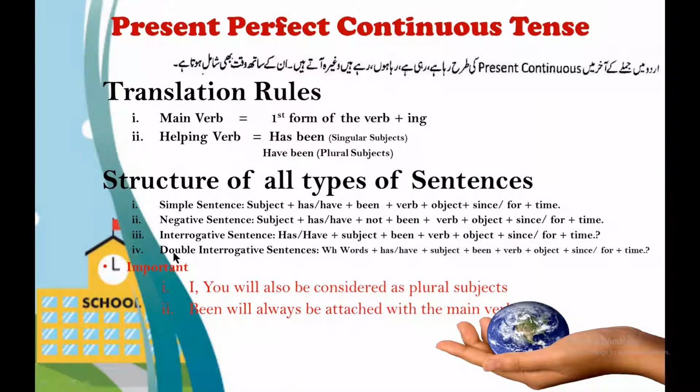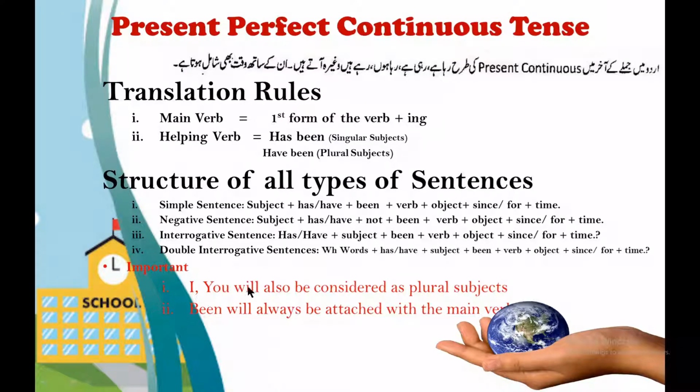and how you can put them correctly in your sentences later on. In double interrogative sentences, you have to put WH words or interrogative pronouns plus has or have, plus subject, plus been, plus verb, plus object, and then since and for, and then at the end of the sentence you have to put the question mark and time. My dear students, the two most important things that you need to cater to over here are two pronouns. I and you will always be considered as plural subjects.